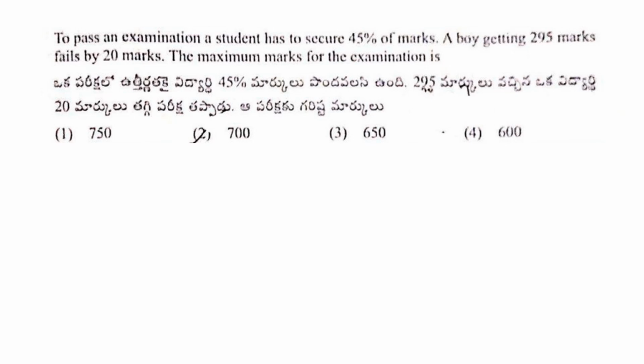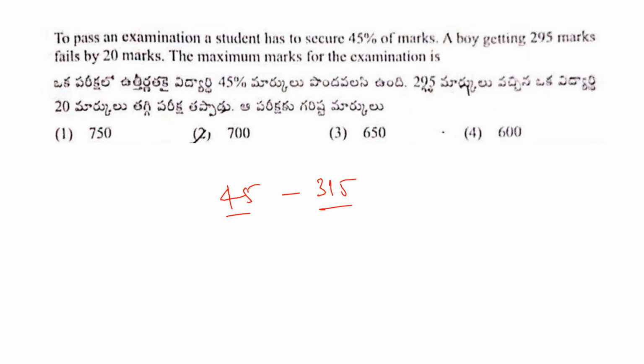Yeah, this is one type of question, right? This one was also asked in PC 2018, Telangana Constable. To pass an exam, a student has to score 45% of marks. Okay, to pass, right? How much marks does he have to score? 45%. If he gets 45% of the score, then he will pass the exam. By getting 295 marks, he failed by 20 marks. If he got 295 plus 20, 315 marks, then he will pass the exam, right? Then 45% value is 315. That is correct, right?